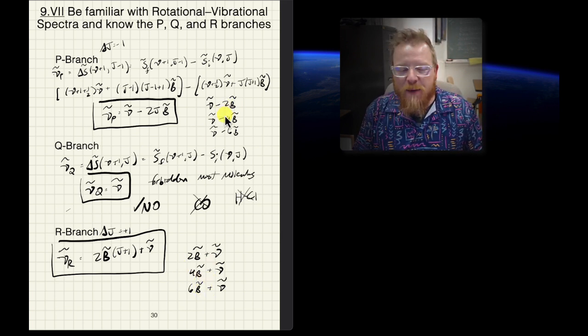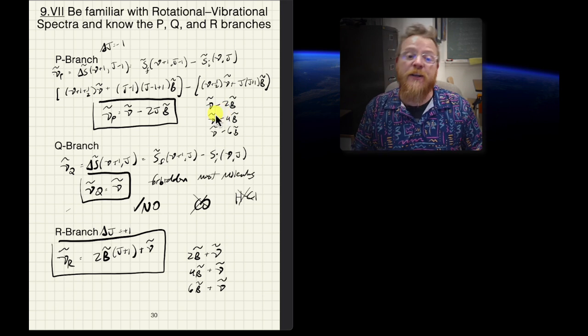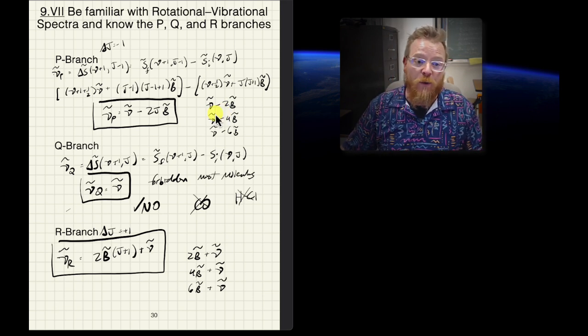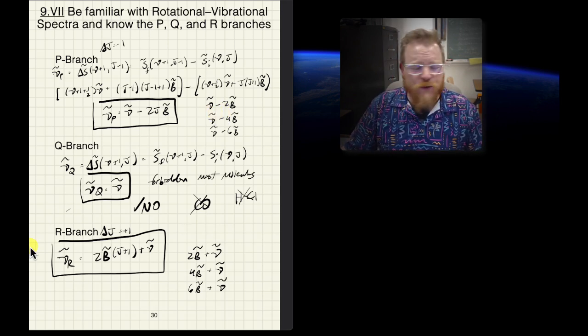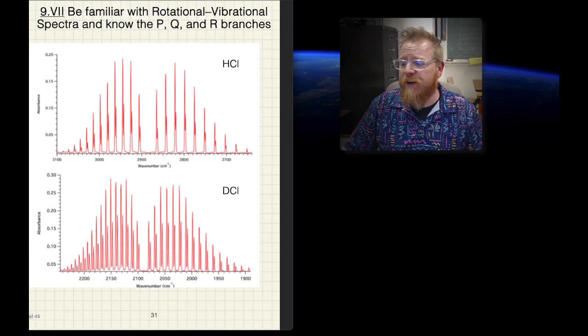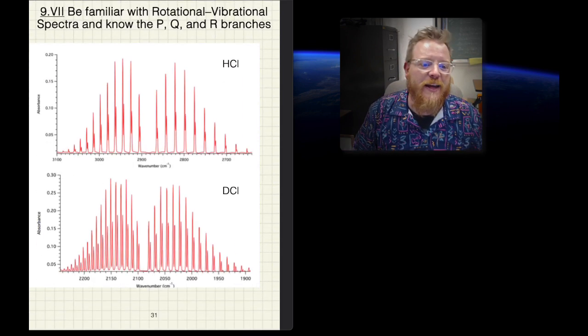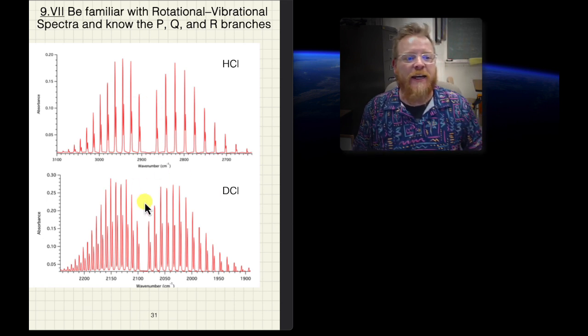And for the P branch, these are being subtracted, so they're going out to smaller wave number values. So let's take a look at what some real spectra look like. And these are just fantastic to look at. I love looking at these spectra.